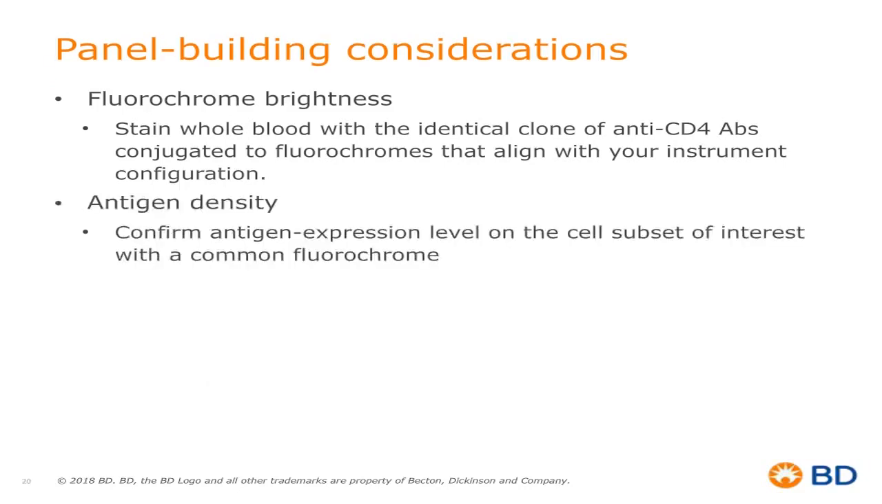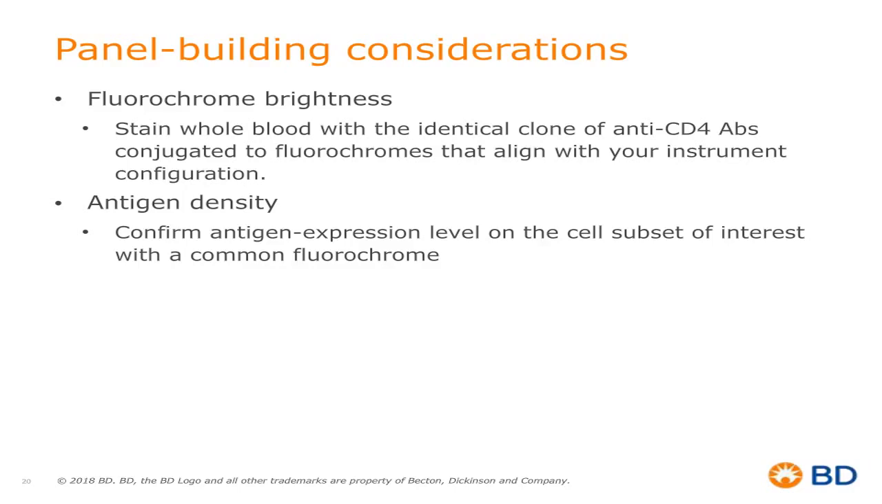The next thing we want to know is about the antigen density. We want to pair bright fluorochromes with dim antigens or low density antigens, and then high density antigens with dimmer fluorochromes. So to do this, I often like to do a pilot experiment where I confirm the antigen expression level on the cell subset of interest.